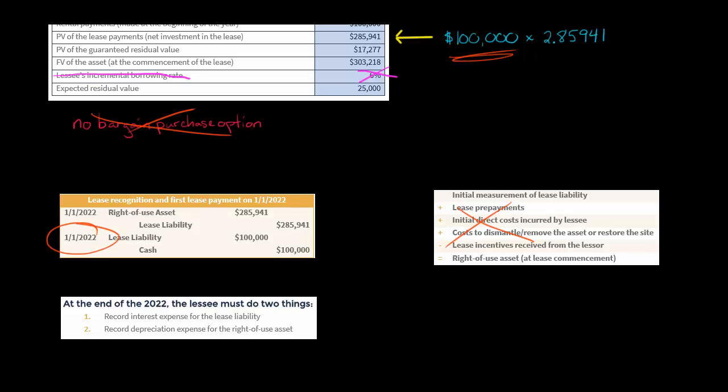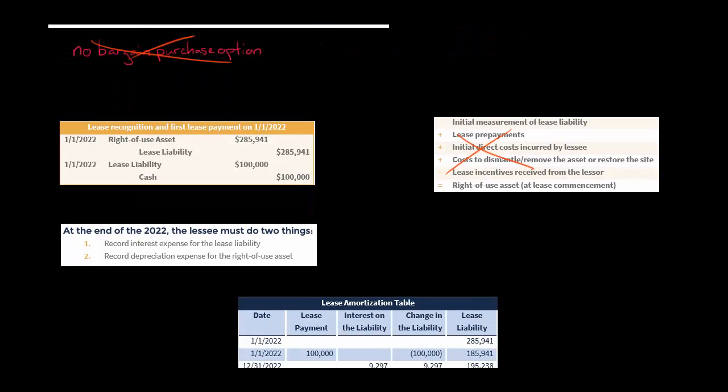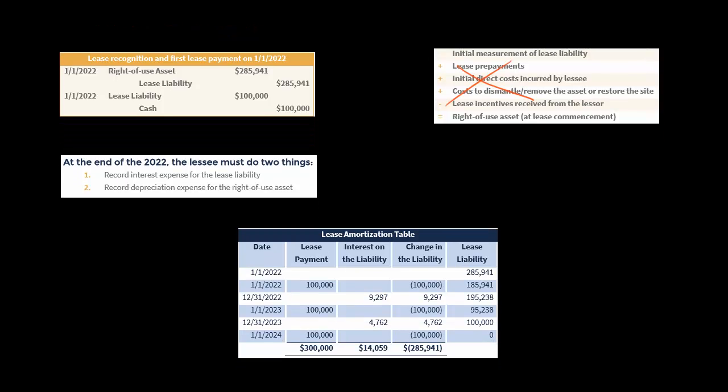Now, remember, on the first day of the lease, they also make the first lease payment. It was $100,000. So we're going to credit cash, reduce the cash account, and reduce the lease liability. So it's going to go from $285,941 to $185,941 because we just made a payment. When the lessee makes a payment, their liability is going to go down. Now, as I already mentioned, at the end of 2022, the lessee is going to have to record interest expense on the lease liability and record depreciation expense for the right of use asset.